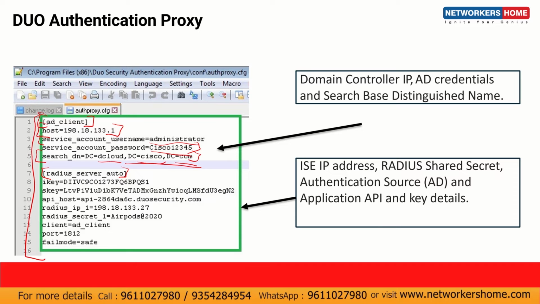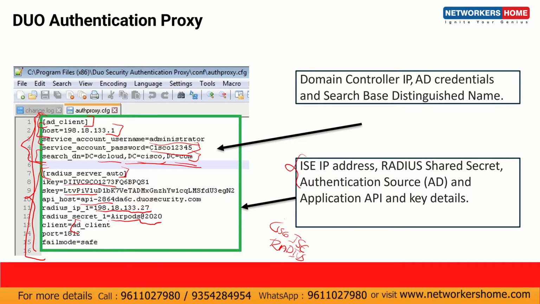In this radius_server_auto section, you can see the integration key, the secret key, and the API host. You have to mention these of the Cisco ISE RADIUS application, which we noted from the Duo cloud, the Cisco ISE RADIUS application which we protected in the Duo cloud. Then the IP address of ISE. Now everything in this section will be related to ISE, and everything in this section will relate to the first factor, which in our case will be AD. The shared secret which we will be entering in the ISE when creating the RADIUS token identity source, make sure you have the same shared secret with the case-sensitive characters.